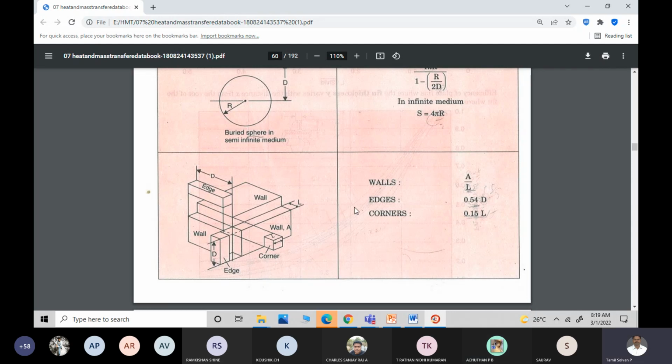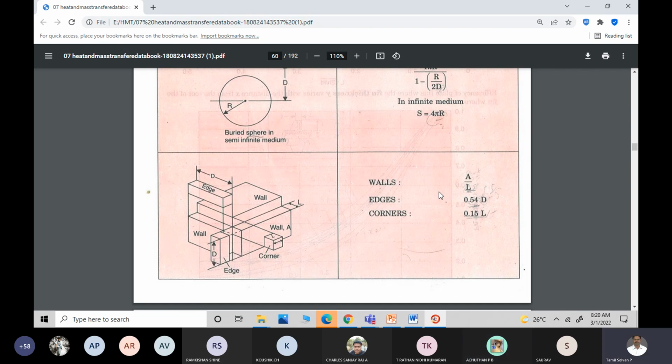Area, we don't bother about the area for the conduction shape factor for edges, right? No, sir, for walls I'm asking. For walls, the area will be different. You have to find wall 1, wall 2, wall 3, wall 4, wall 5, wall 6. Okay, sir. Yes, sir.